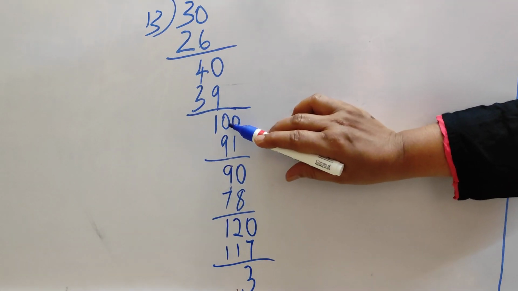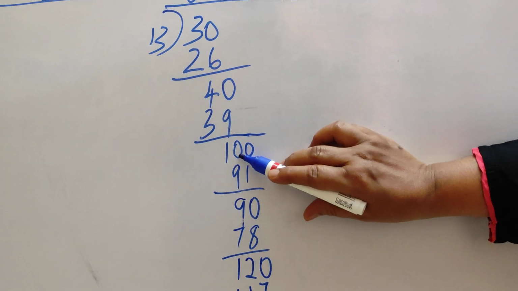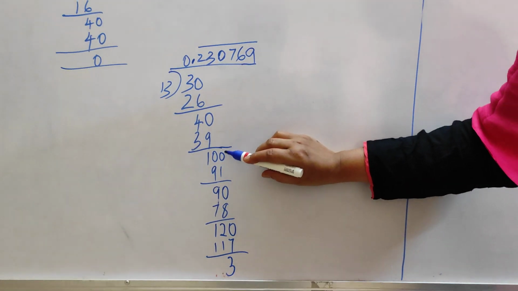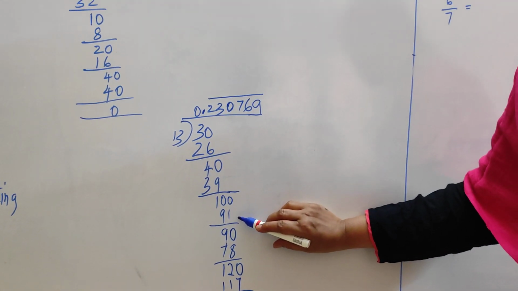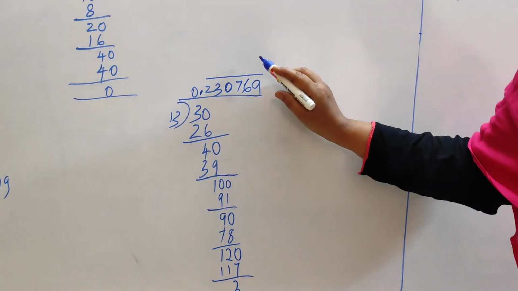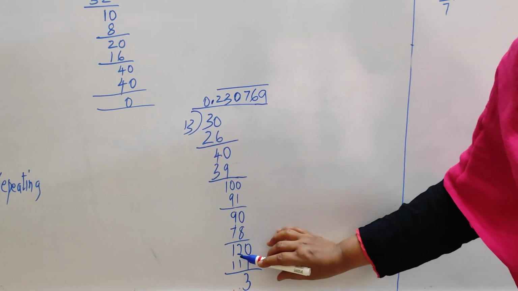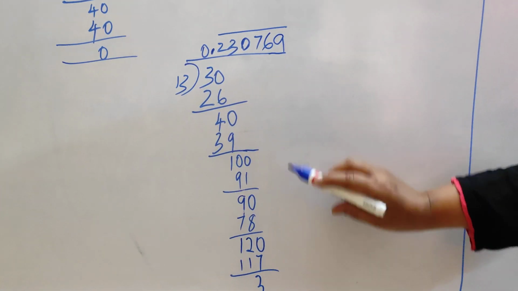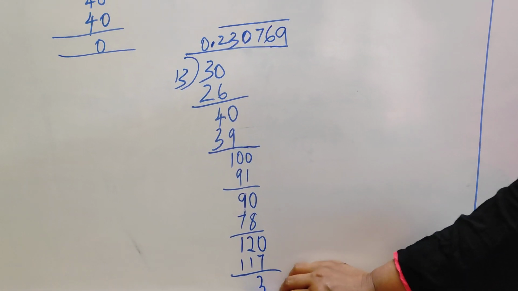Now because of the point I get one decimal point, that is 0, again I put one more 0 here to make it 100, 13 7s are 91, so 9 will be the remainder, again I took 0, so 13 6s are 78, then 12 is the remainder, again it becomes 120, so 13 9s are 117, remainder is 3.